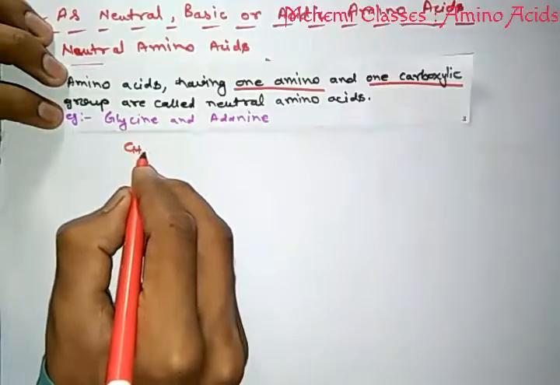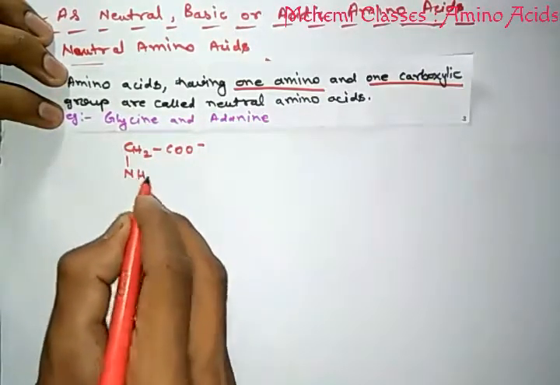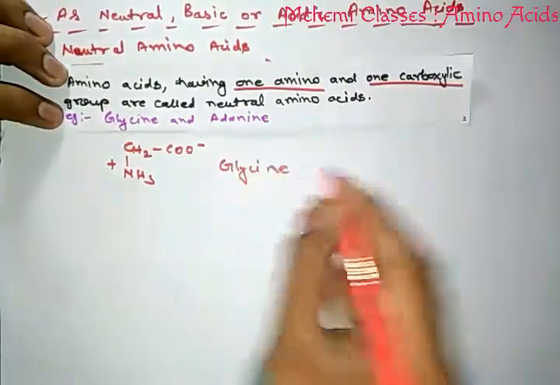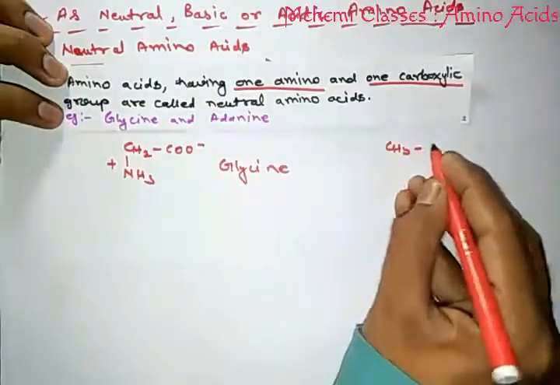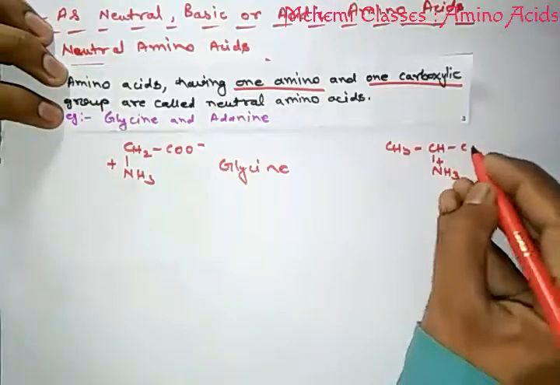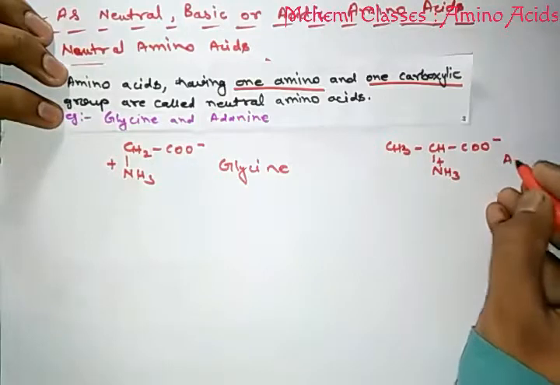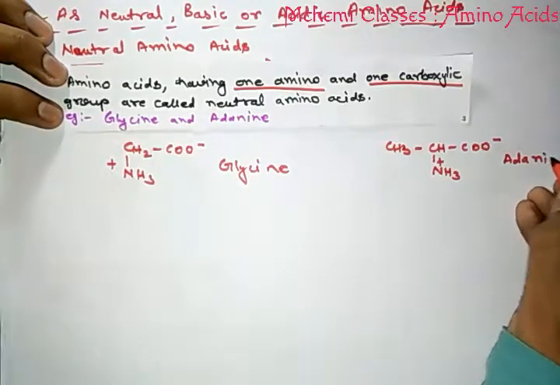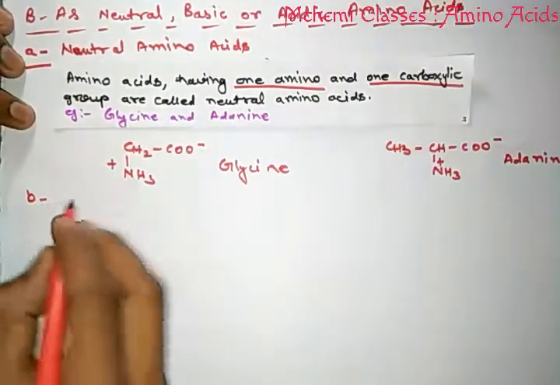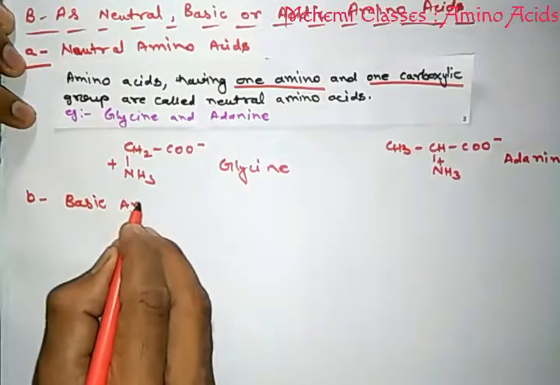The glycine is NH3 plus, CH2, COO minus, and alanine. The second is basic amino acid.